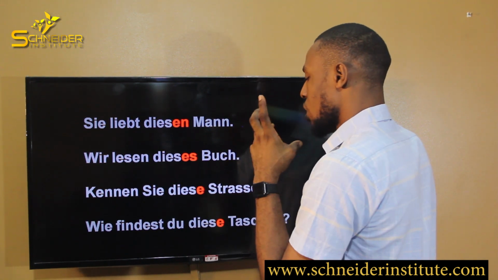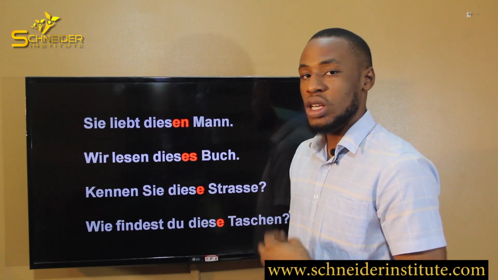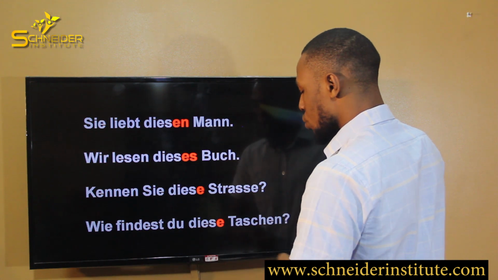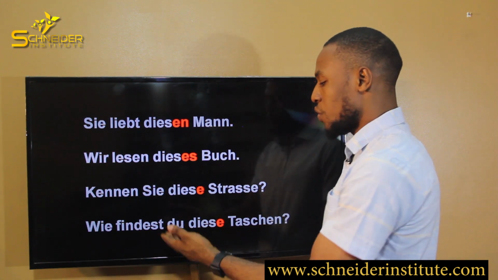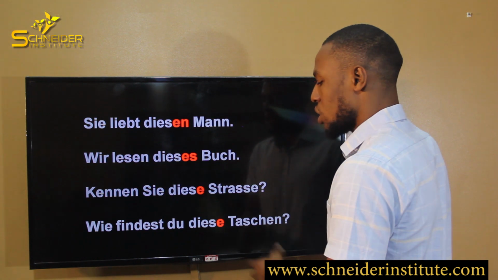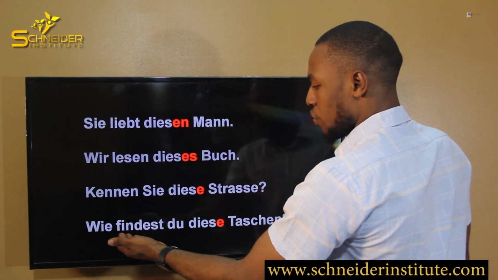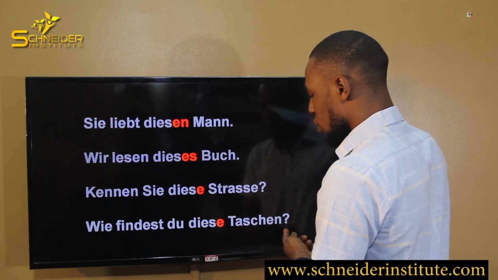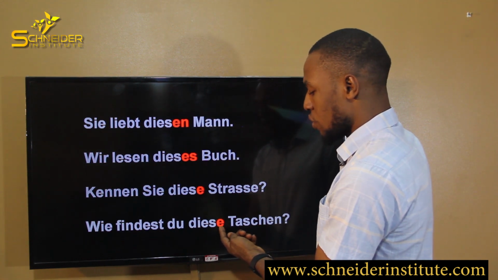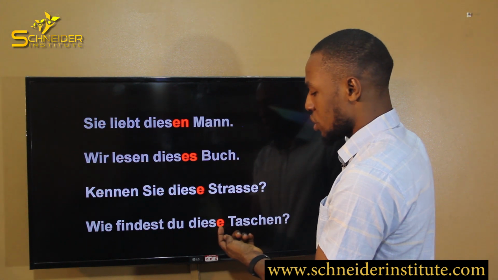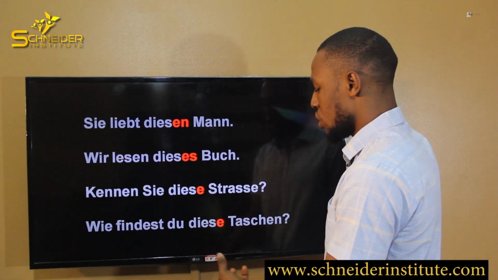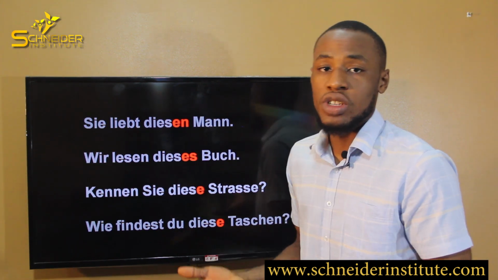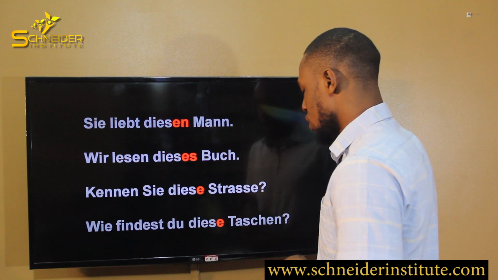But in this case, since I have the demonstrative pronoun, I'm saying, "Kennen Sie diese Straße?" Here we have, "Wie findest du diese Taschen?" Here we have the subject du, and the direct object Taschen, plural, and the ending here for the demonstrative pronoun is e. "Wie findest du diese Taschen?" How do you see this table? More like, what do you think of this table? "Wie findest du diese Taschen?"